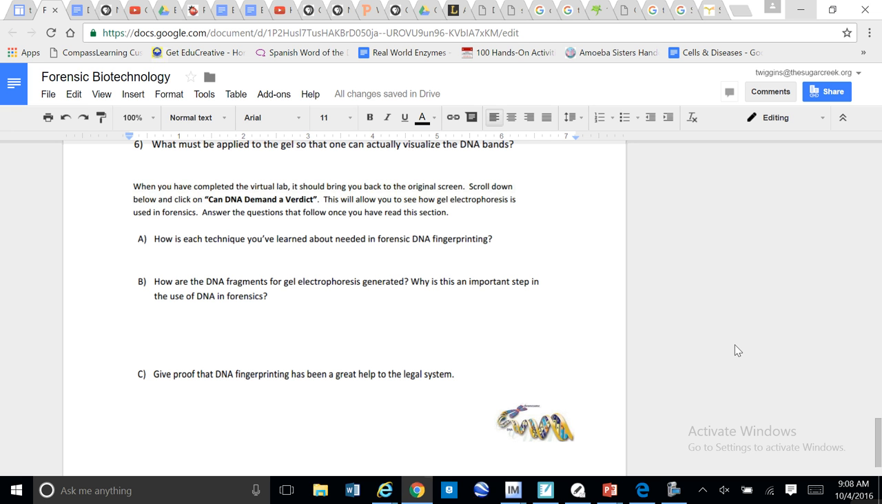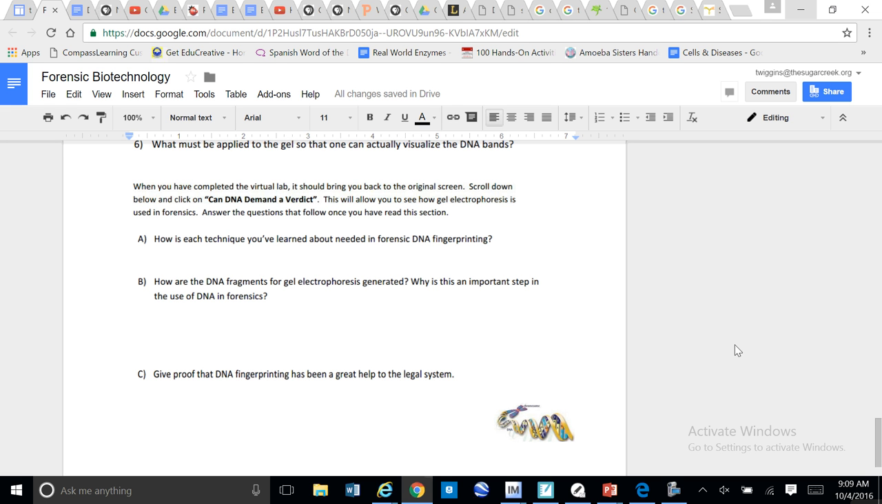So how is each technique you've learned about needed in forensic DNA fingerprinting? How is this needed? Think about yesterday when you had to solve that case. How was it needed? Did you just go in, pull the hair, go to people and say, yep, don't match this person? They have to use the system to be able to not just have proof, but to be able to pull the DNA, to be able to say the DNA replication. In forensic science, remember the three reasons, going back to your very first stage, what were the three reasons for doing DNA fingerprinting?